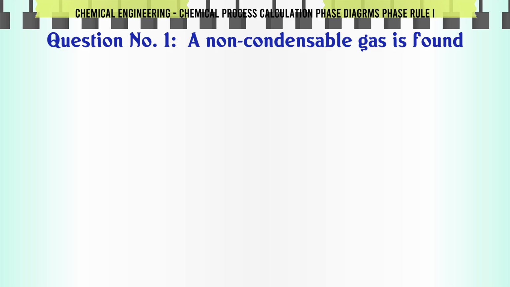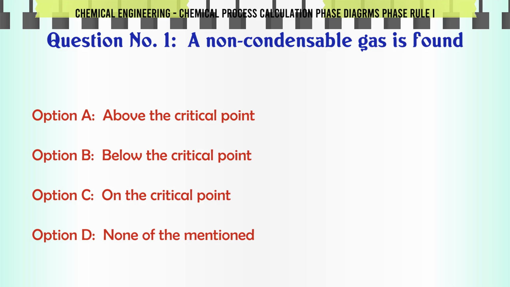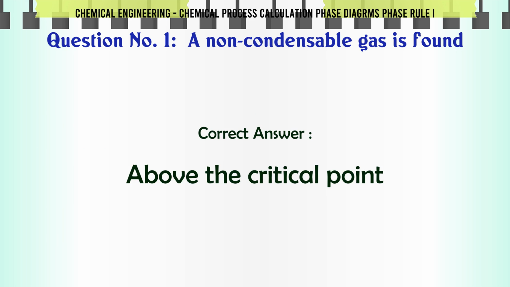A non-condensable gas is found: A. Above the critical point. B. Below the critical point. C. On the critical point. D. None of the mentioned. The correct answer is above the critical point.